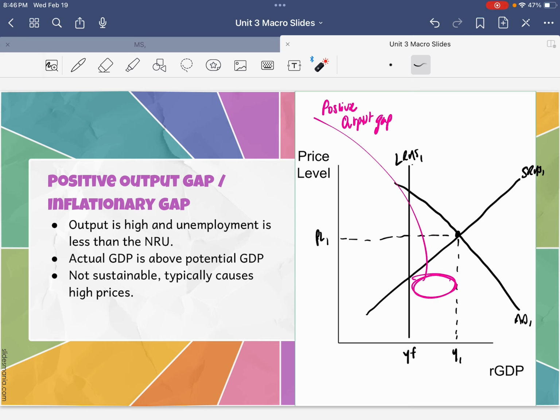And what we're going to learn about at the end of this unit is what the government does to bring that down. Today we're learning what the problem is on the graph. And then in the future we're going to learn what the government does about that problem. Okay.